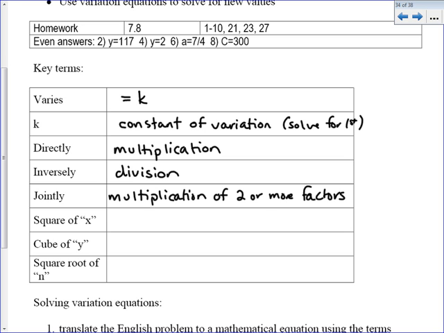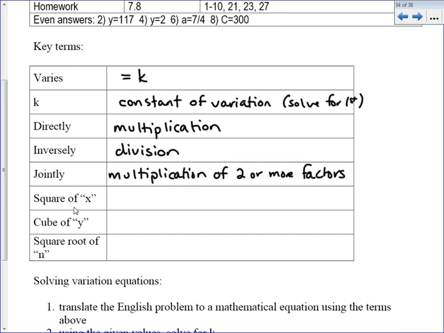So what we're going to do is we're just going to read through these sentences, look for those words, and set them up. The other thing you might see, and I know one of these is in the classwork today, is the square of x, and I put x in quotes because it could be any variable. But if you put the square of x, how do you think we might write the square of x?